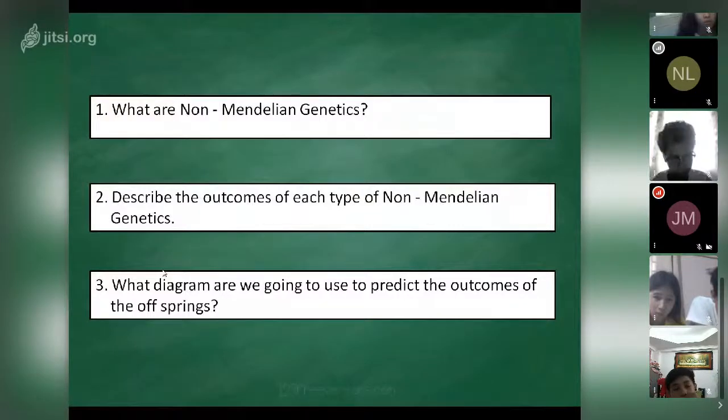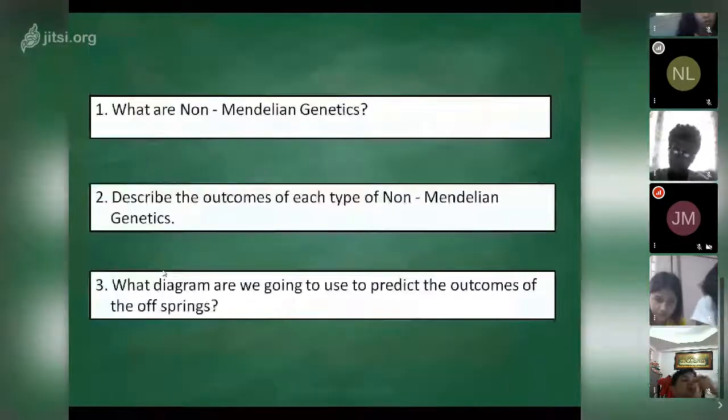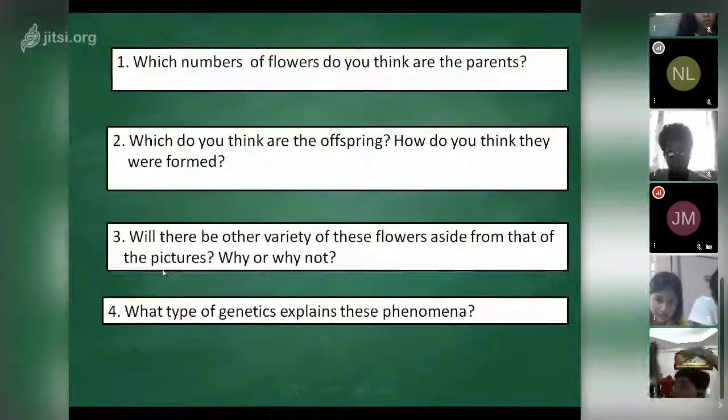Before we go to the next activity, class, let's go back here to slide one.